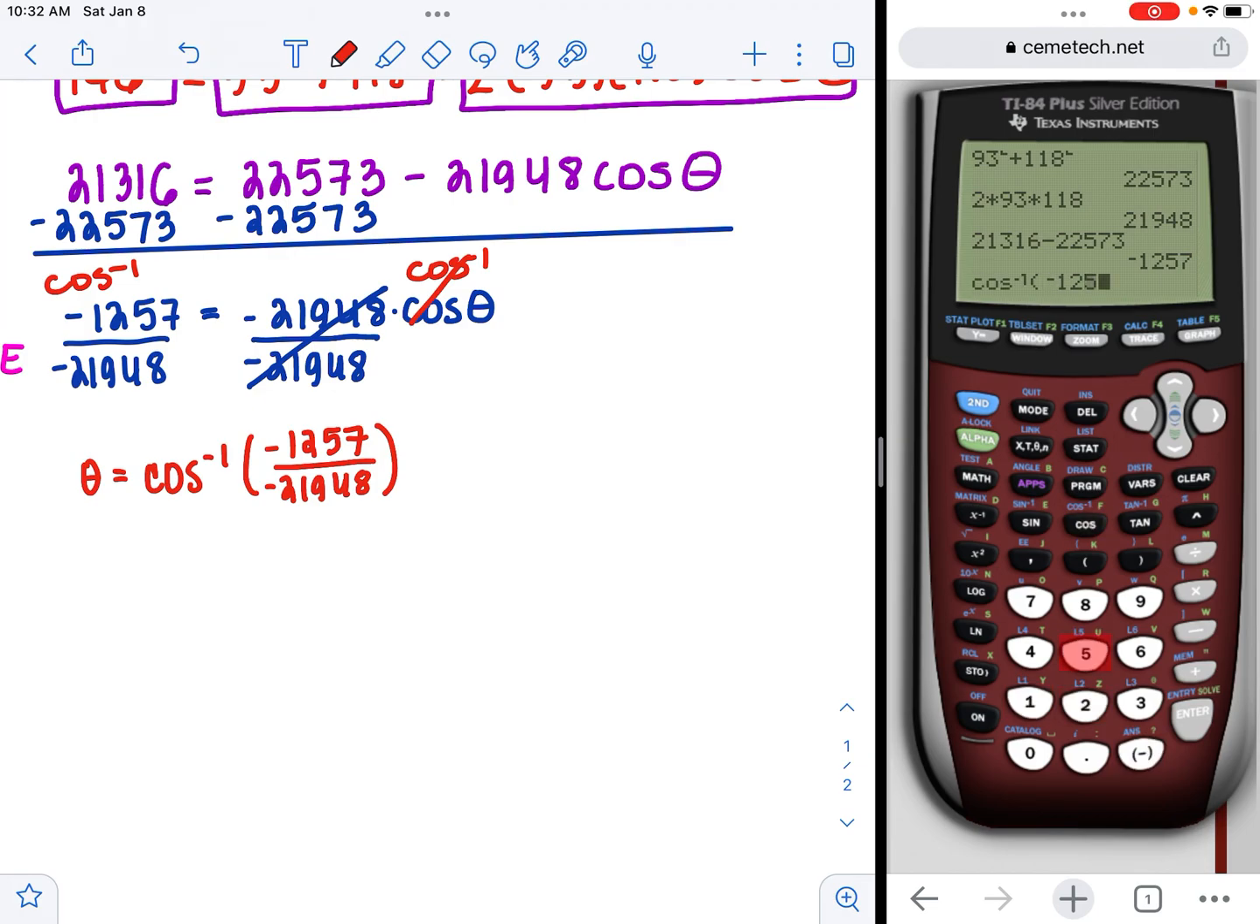So cosine inverse negative 1257 divided by negative 21948. Close parentheses, hit enter. And now I get theta is equal to 86 point. Remember, degrees are nearest tenth, so I can just put 86.7 degrees.